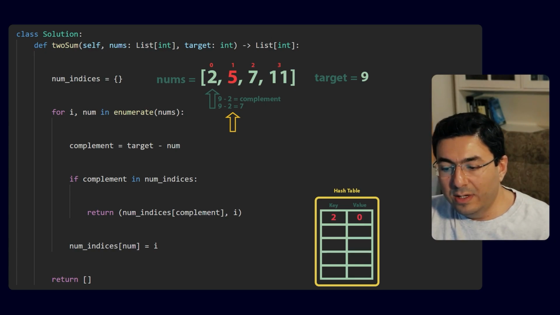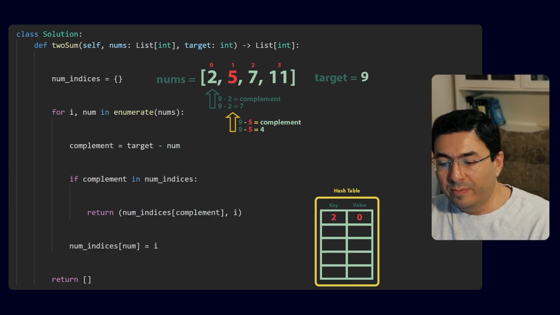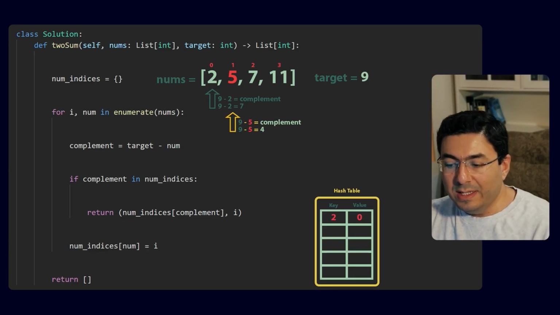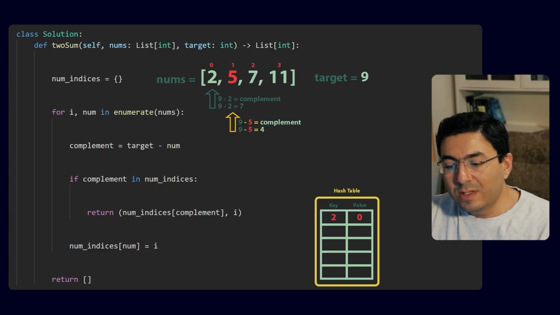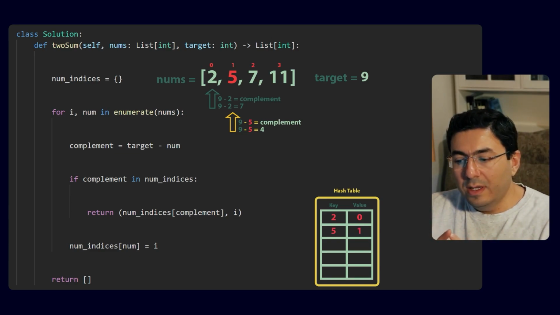On the second iteration of the loop, i would be 1 and num would be 5. We calculate the complement of the current element with respect to the target. In this case, the complement would be 9 minus 5 equals 4. Next, we check if the complement exists in the num indices dictionary. Since 4 is not yet in the dictionary, we move on to the next iteration of the loop.